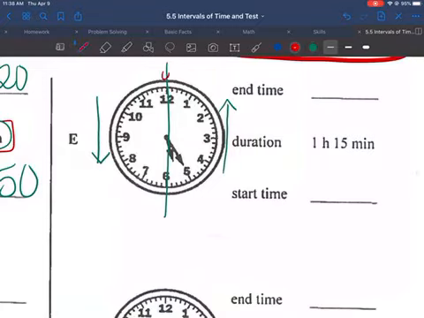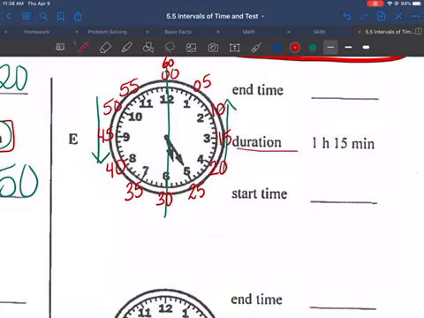Our minutes: on a clock, this is 5 minutes, 10 minutes, 15 minutes, 20 minutes, 25 minutes, 30 minutes, 35 minutes, 40 minutes, 45 minutes, 50 minutes, 55 minutes, and then we get to the 60. Remember, a clock means 60 minutes because 1 hour has 60 minutes.